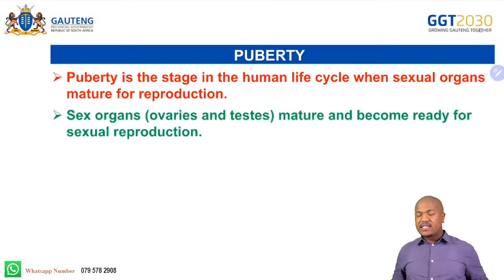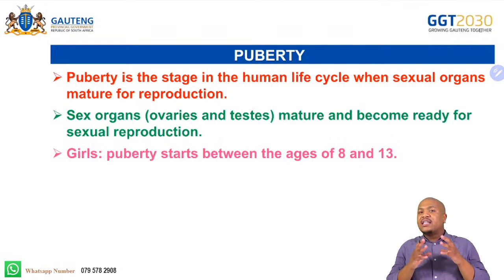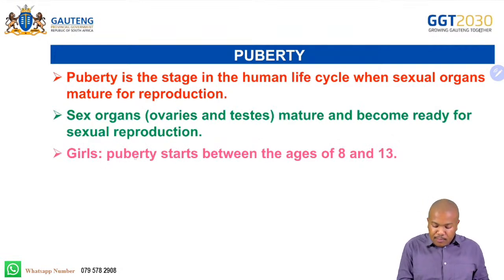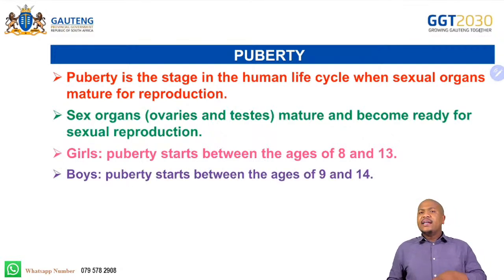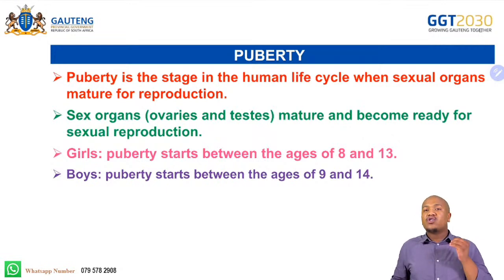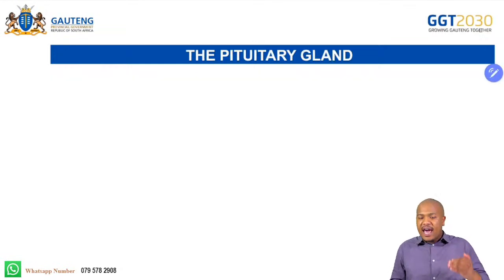So now, sex organs, which are the ovaries and the testes, mature and become ready for sexual reproduction during puberty. In girls, you notice that puberty starts between the ages of 8 and 13, and that can be different from girl to girl. This is because of the imbalance in hormones in the different bodies of different human beings. So puberty starts between the ages of 8 and 13, mostly in females. Then in boys or males, puberty starts between the ages of 9 and 14.